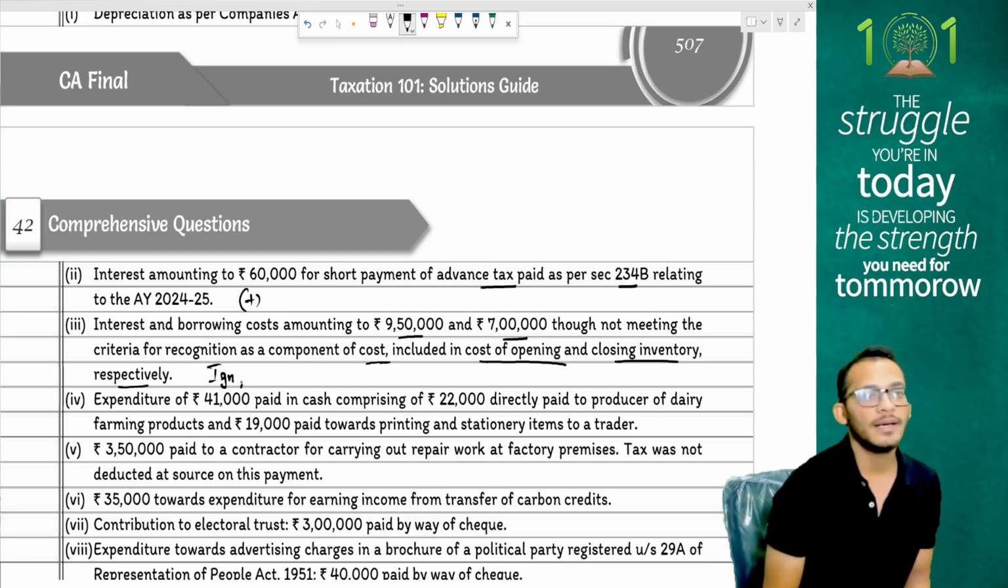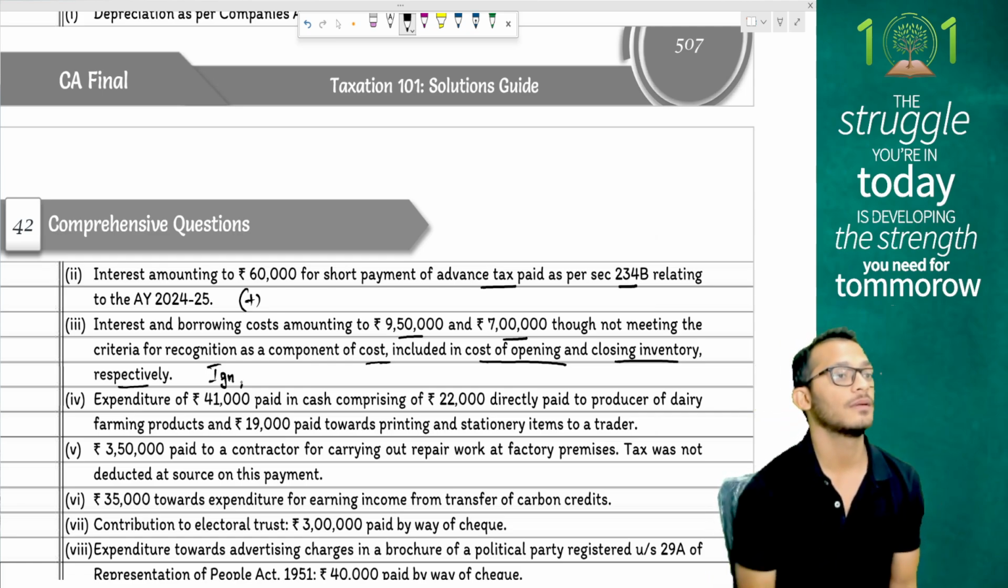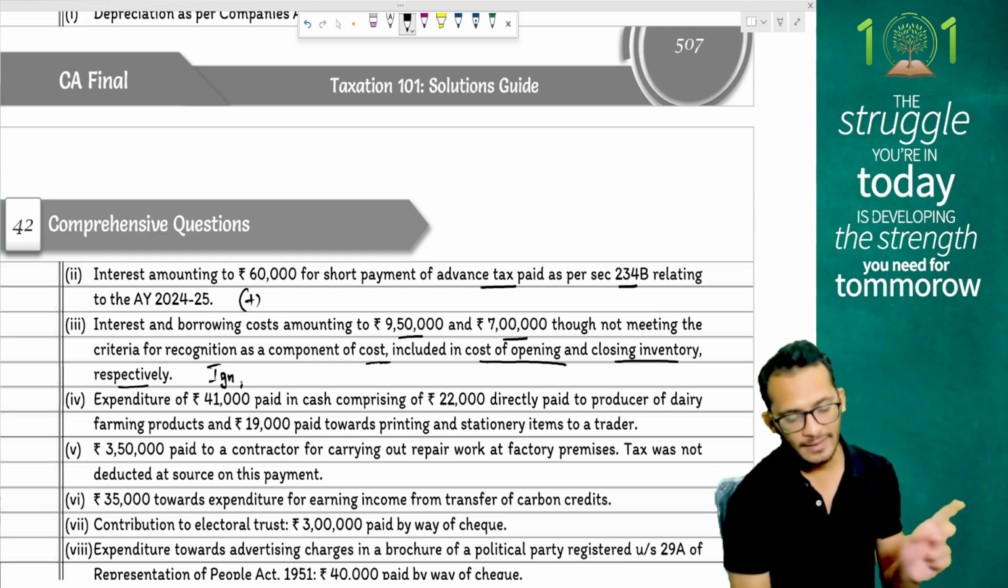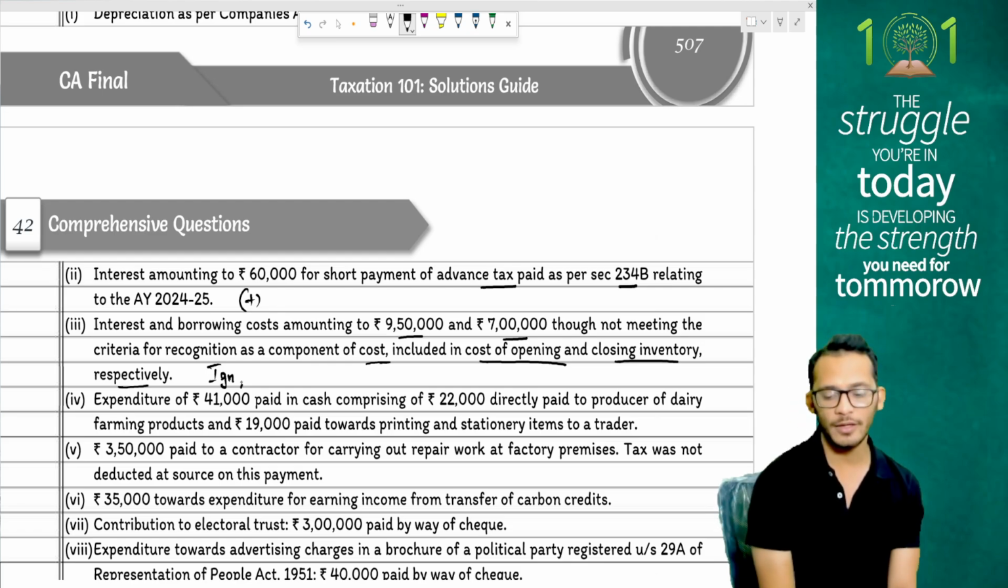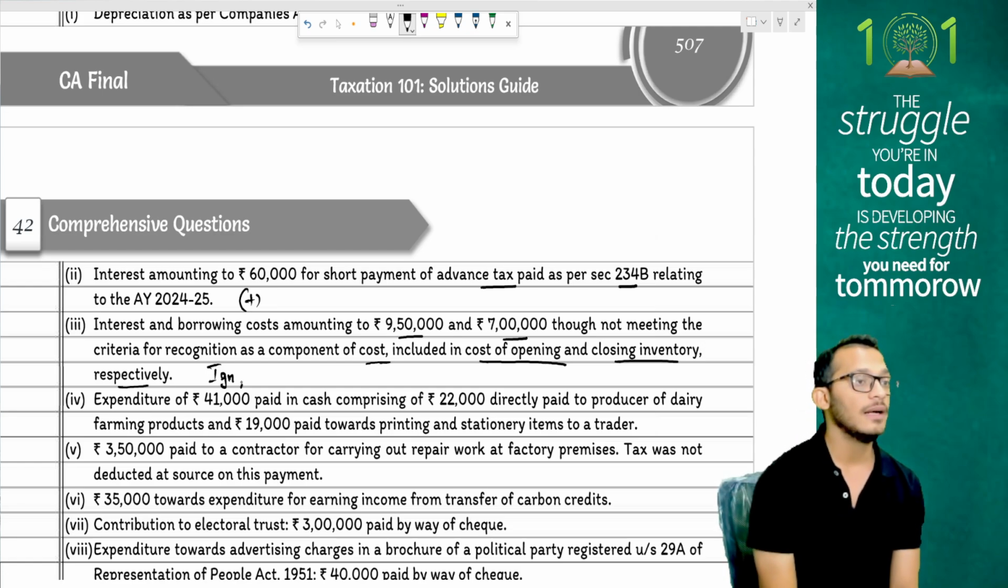Agreed. The critical part is to understand what happens for the 7 lakh rupees. Read the line once again carefully. It says interest and borrowing cost of 7 lakh rupees, though not meeting the criteria for recognition of a component as a cost, is included in closing inventory.